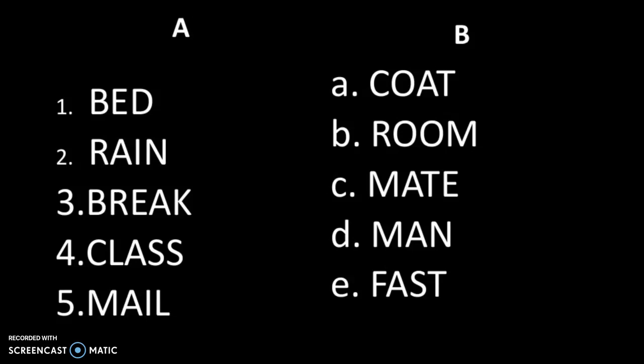It is breakfast. The fourth word is class. Is it class coat, classroom, classmate, classman, or class fast? It is classmate. The fifth word is mail. Is it mail coat, mail room, mail mate, mailman, or mail fast? It is mailman.